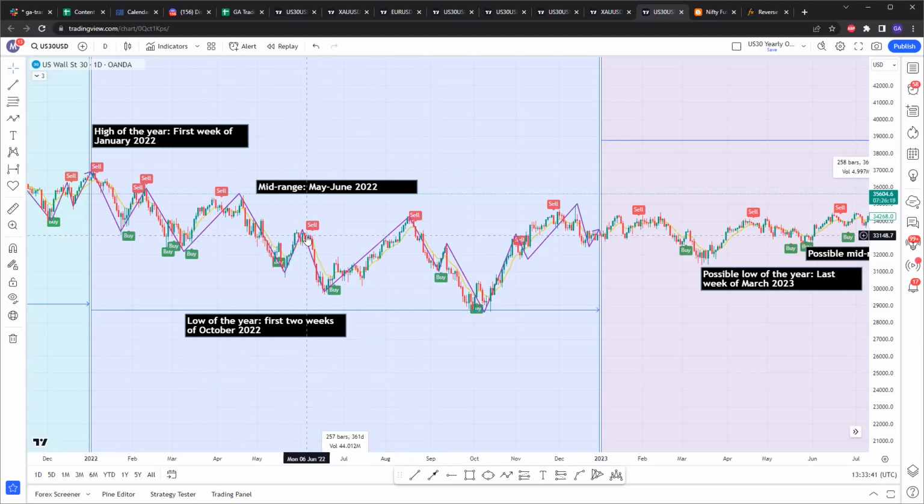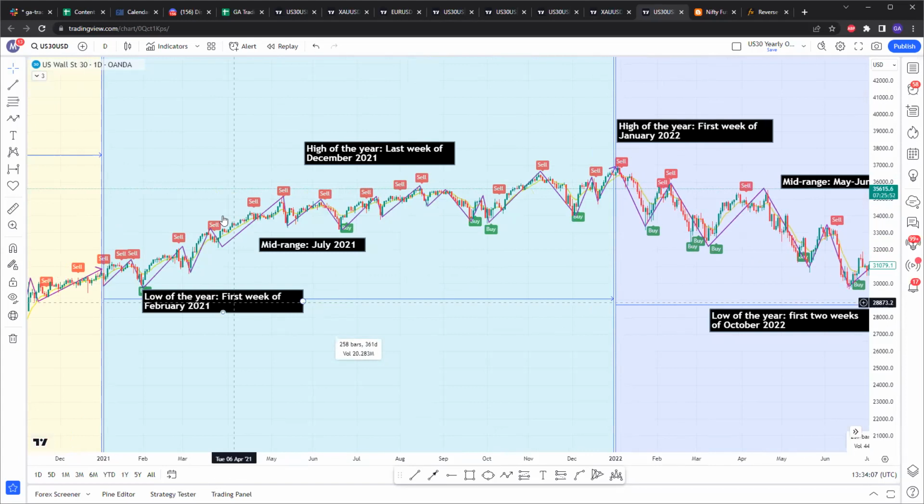And around May and June, that's when you saw this heavy sell right here, right? The high of the year, January, and then the low of the year came right here in October. So May and June right here was that midpoint between the high and the low of the year. And then that's when you had that reversal.